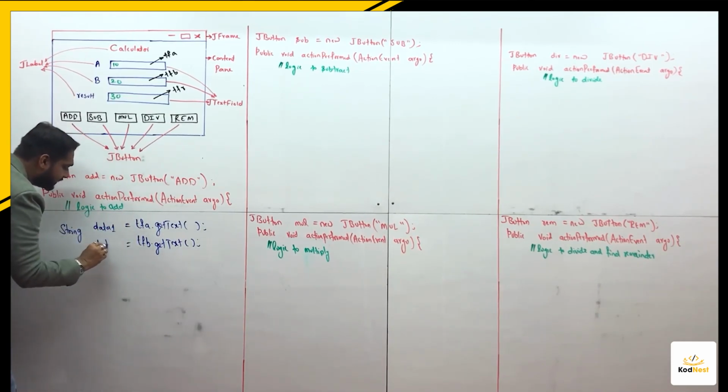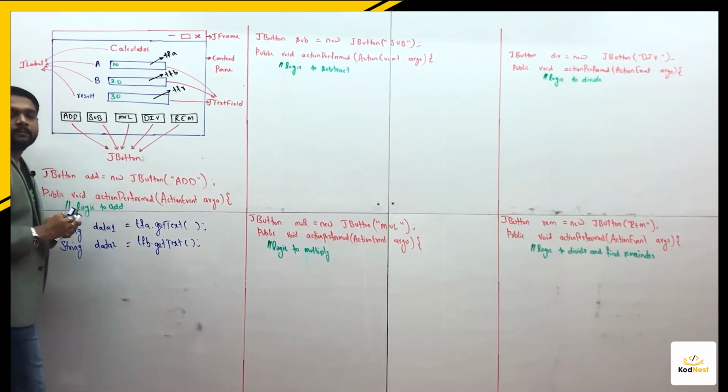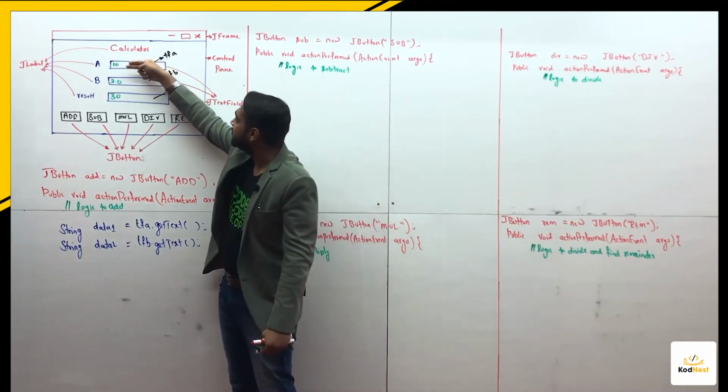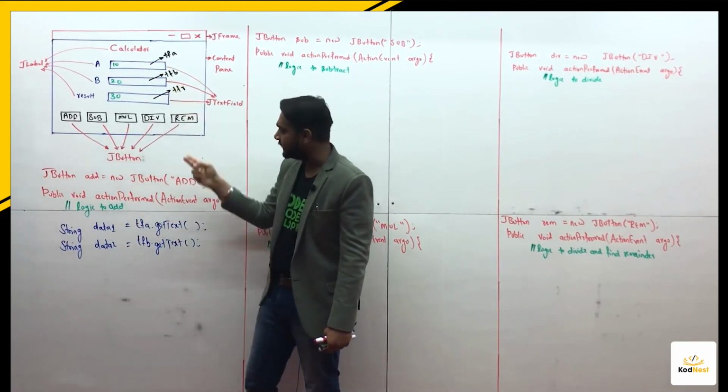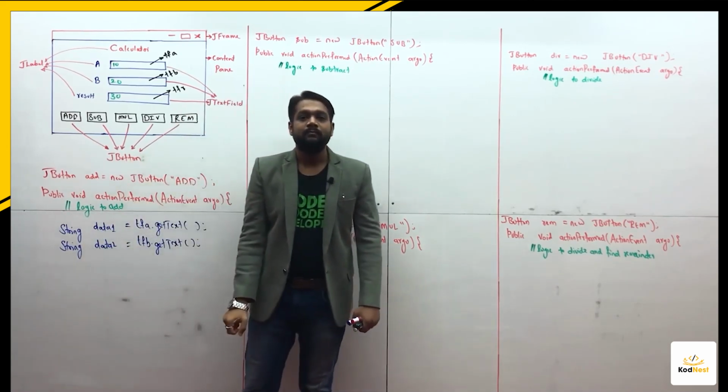I will collect it in data2, which is of type string. Now actually I have whatever the user has entered in A and B. Say suppose user has entered 10. 10 is stored in data 1, 20 is stored in data 2. What I have to do?